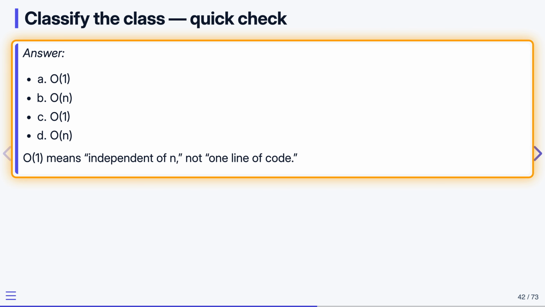Now the answers. Reading one slot is big O of 1. Finding the largest value is big O of n. Returning a stored size is big O of 1. Printing every element is big O of n. Remember, big O of 1 means the cost does not depend on n, and it does not mean the code is one line.